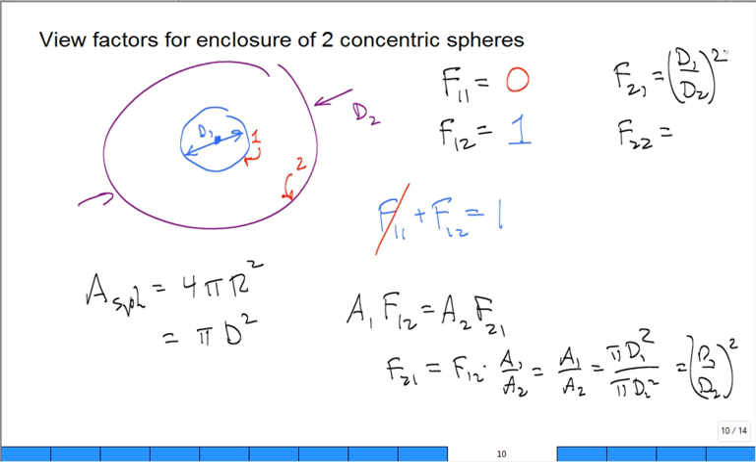And then how do I get F2 to 2? It's the summation now, right? So we just have the summation that says view factor 2 to 1 plus the view factor 2 to 2 is equal to 100%. And so the final F2 to 2 is 1 minus view factor 2 to 1, which is d1 over d2 quantity squared. True?